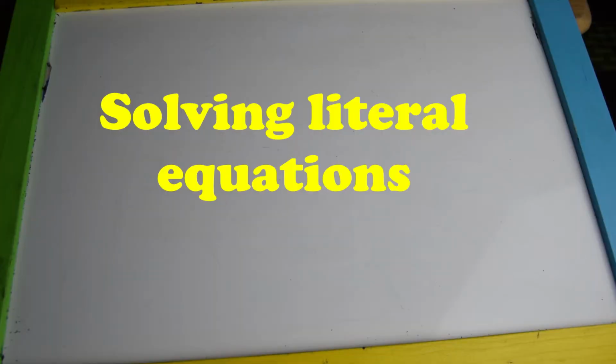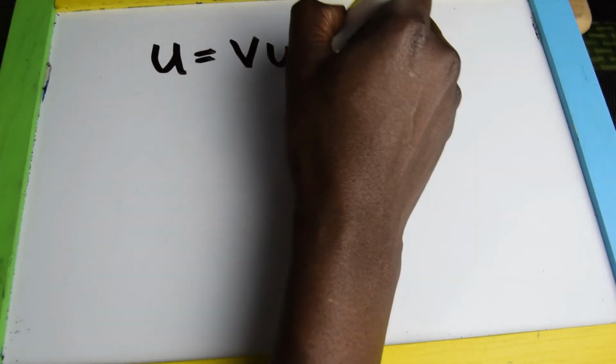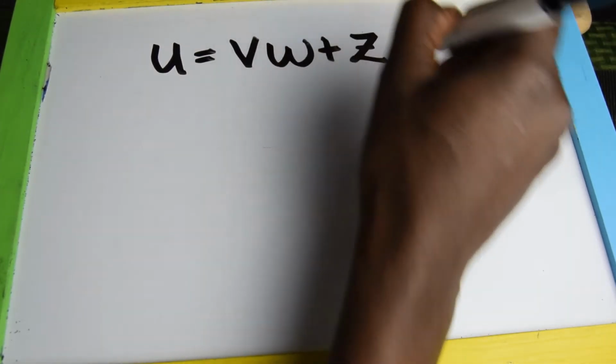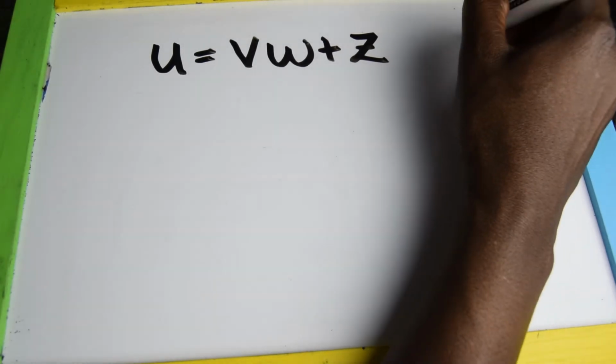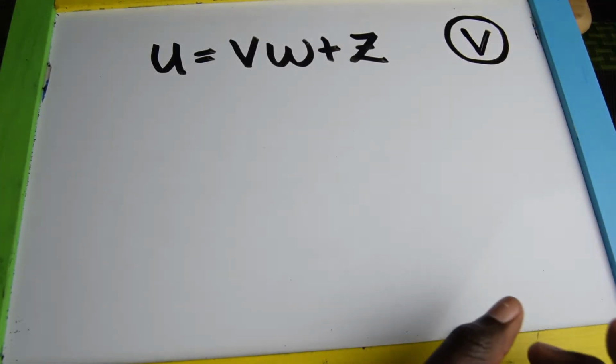This video shows you how to solve each equation or formula for the indicated variable. The first example is U equals VW plus Z, and you're told to solve for V.